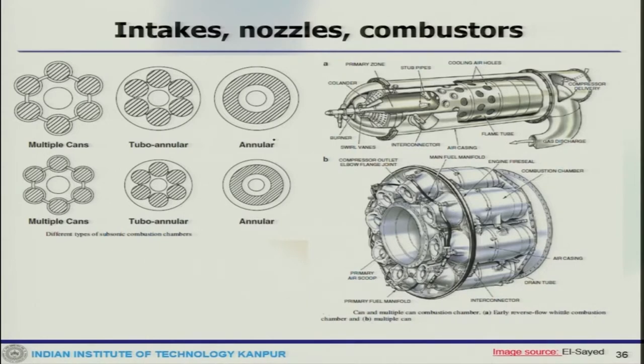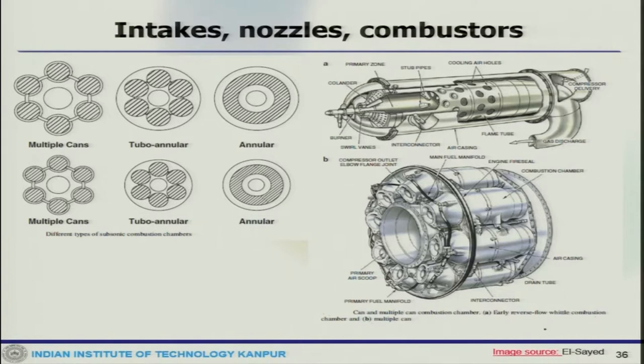So the advantages of the tubular type are the following: mechanically robust, fuel flow and airflow patterns are easily matched, rig testing necessitates only a small fraction of the airflow, and easy replacement and maintenance.